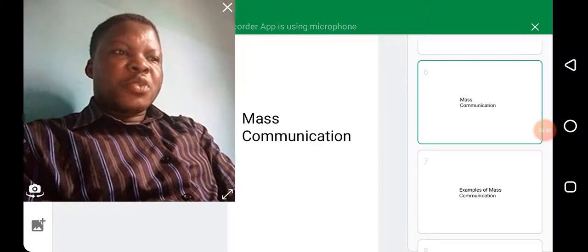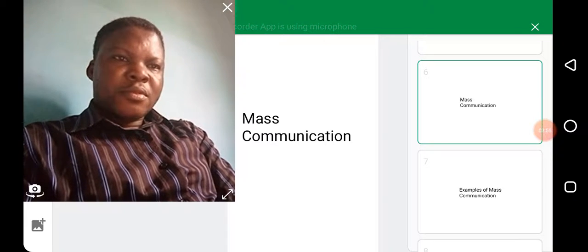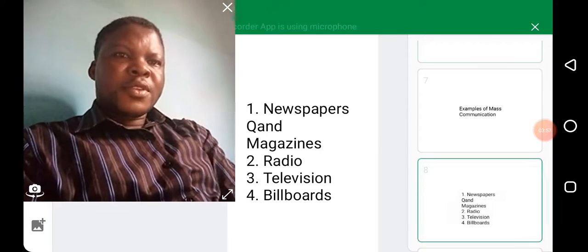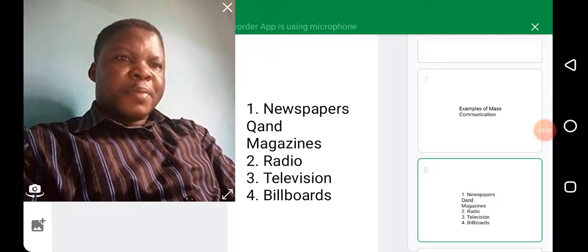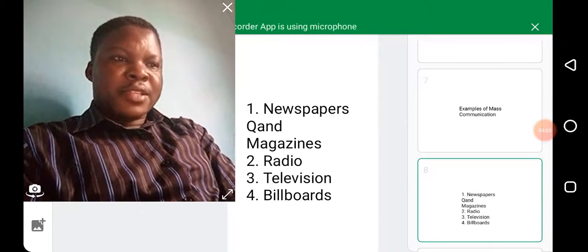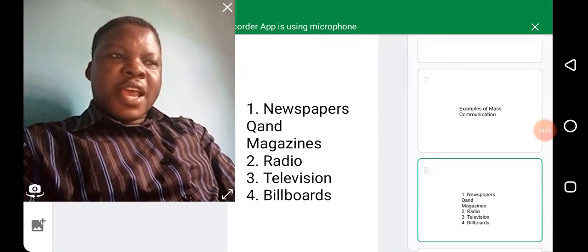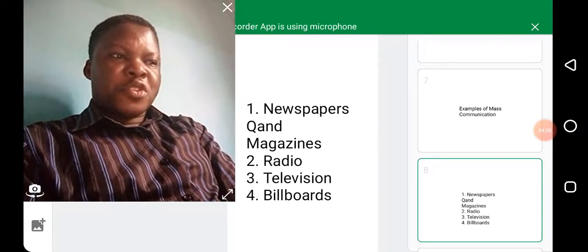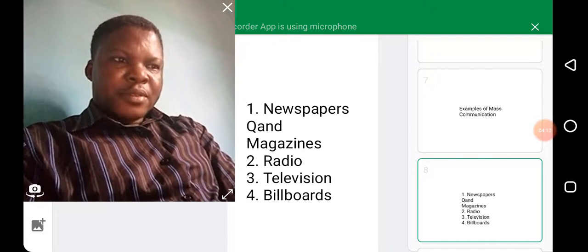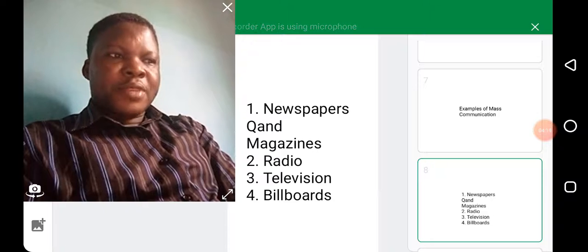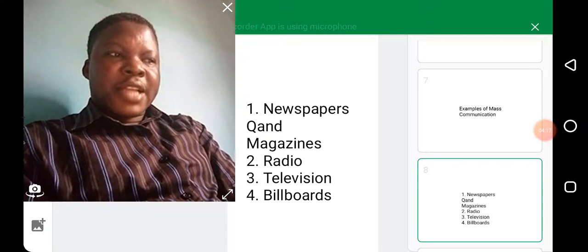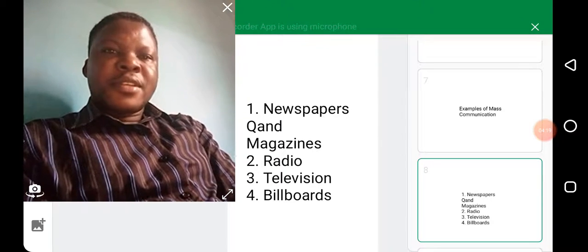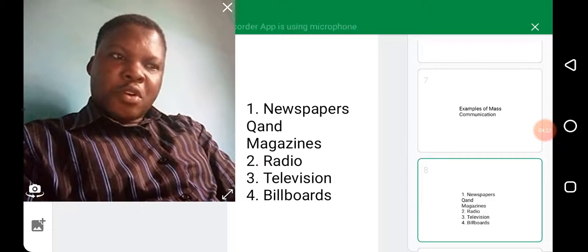We can communicate with many people at once by using the following. Number 1: newspapers and magazines. When people want to share their ideas and information with a large number of people, they may use newspapers and magazines. Newspapers contain written articles with news about things that are going on around us.